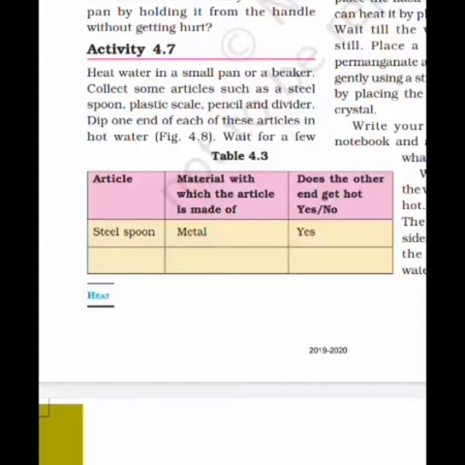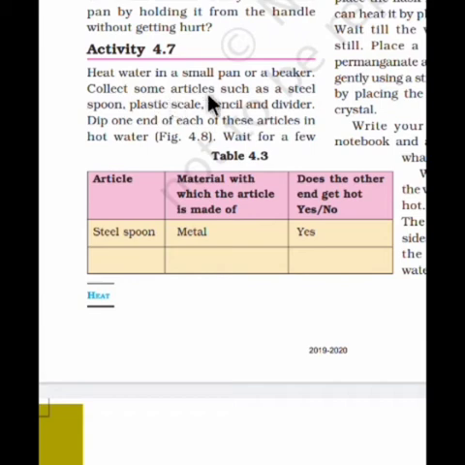Hello students, our fourth chapter of the 7th standard is heat, and as we have already seen about the transfer of heat, heat is transferred always from the hotter object to the cooler object. Now in today's session, with the help of an activity, we are going to learn something new, a basic principle regarding heat. Heat water in a small pan or a beaker.